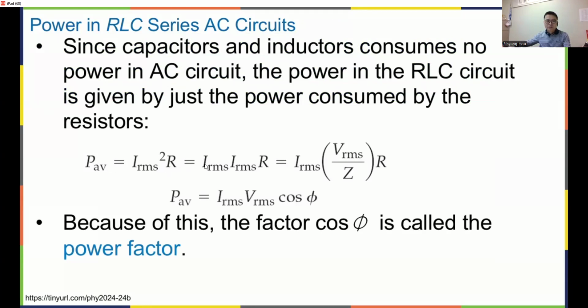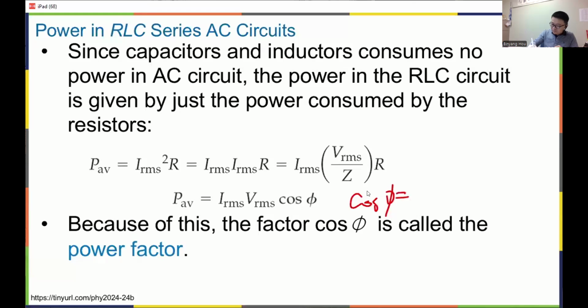This can be broken down: IRMS squared can be written as IRMS times IRMS times R, and one of the IRMS will be V RMS divided by Z. So the power will be V RMS times IRMS times R over Z. Here R over Z is given a funny name, cosine of phi. Cosine of phi is equal to R divided by Z.